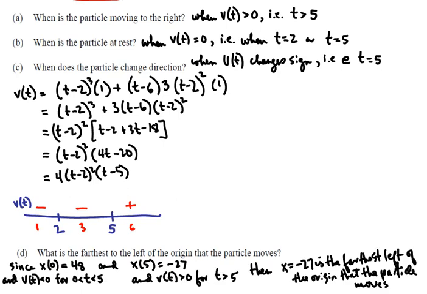Okay, so let me see if I can spell this out then. Since the particle begins at time t equals 0 at position 48, and since it's moving left from time t equals 0 to t equals 5, we know that at t equals 5 it's going to be at its furthest point to the left, since it changes direction at t equals 5 and starts moving to the right again. So the furthest the position will be to the left of the origin is negative 27.